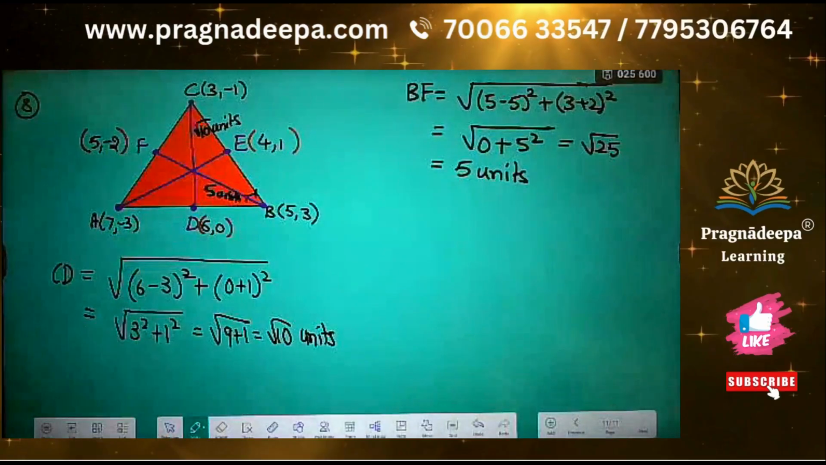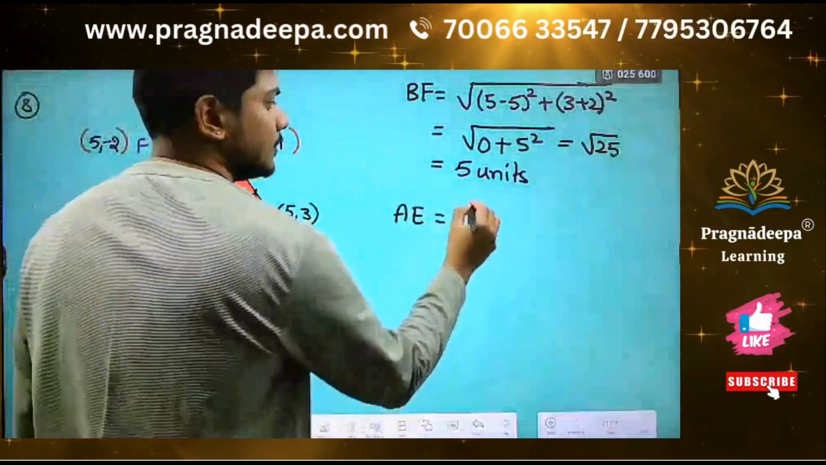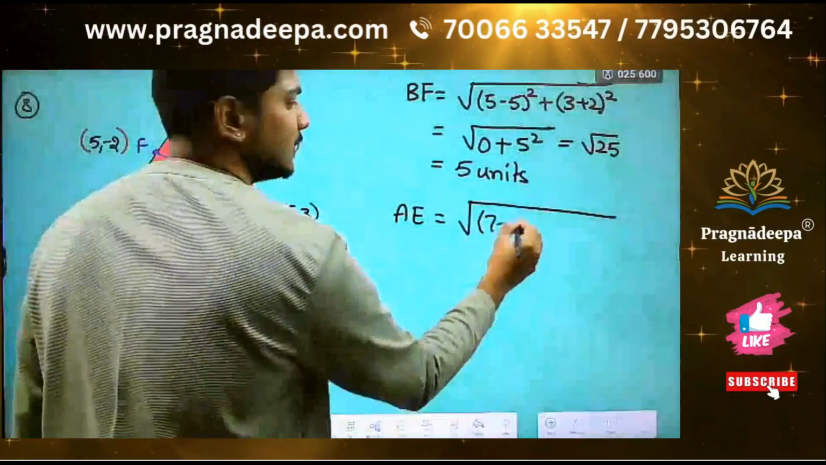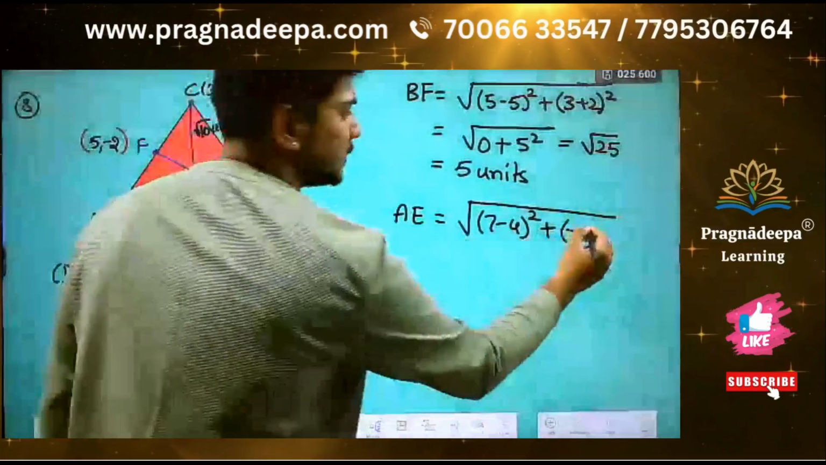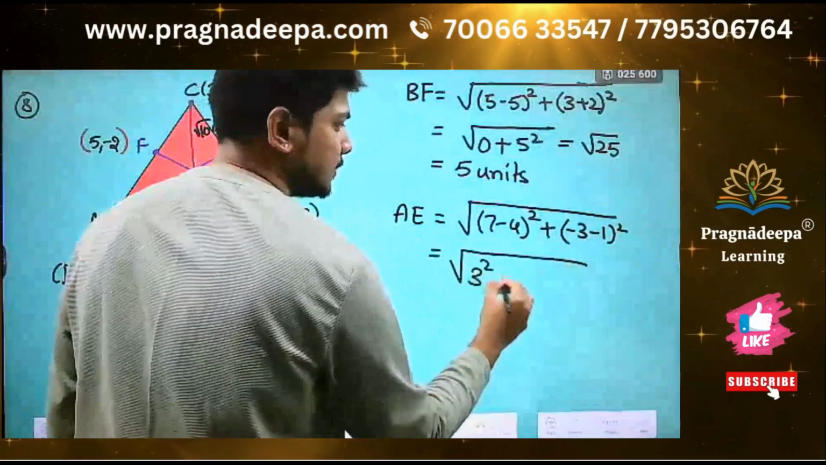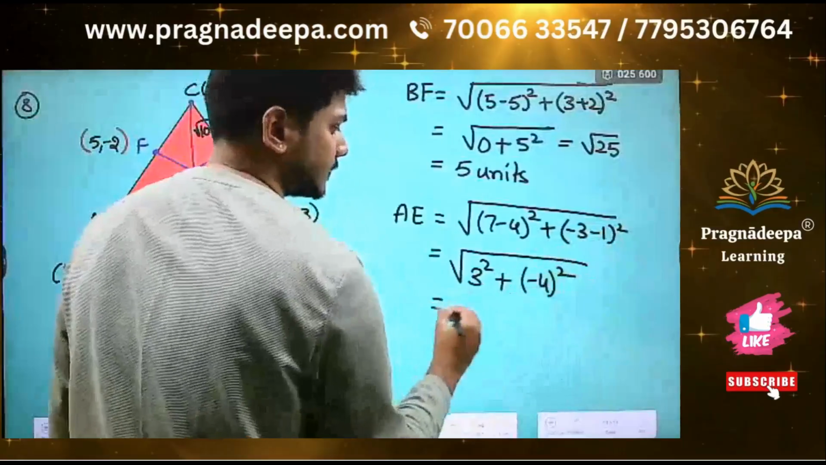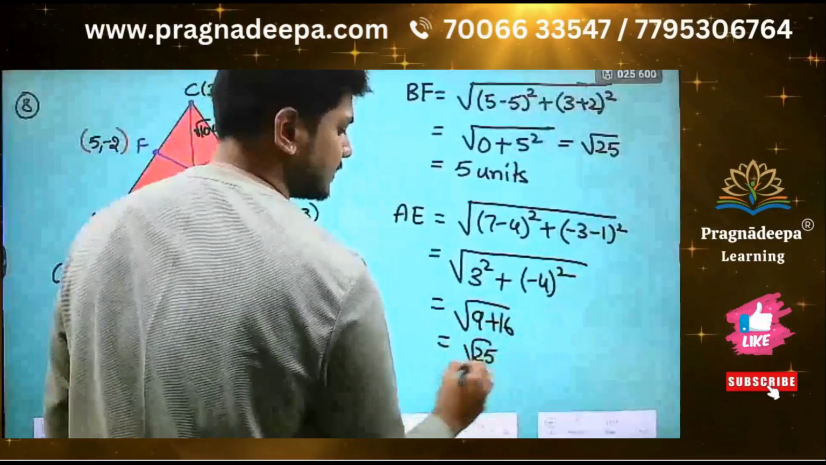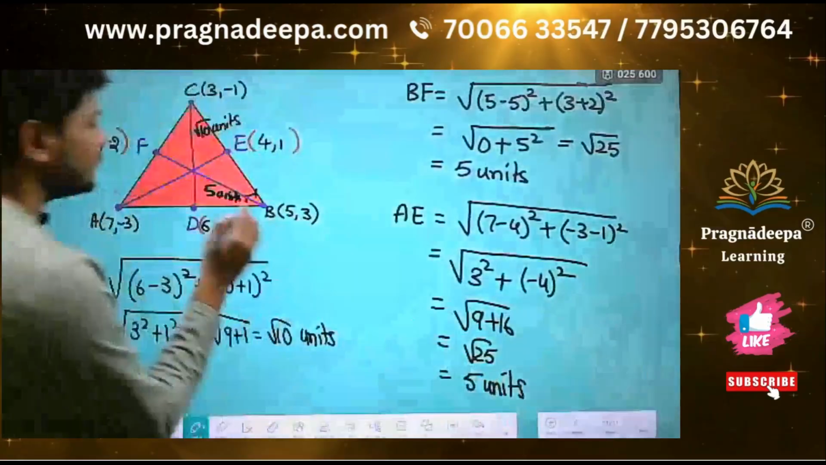So last one is AE. AE is square root of (7 minus 4) whole square plus (-3 minus 1) whole square. 7 minus 4 is 3. 3 square plus (-4) whole square. 9 plus 16, you will get 25. That is nothing but 5 units. So this also came as 5 units.